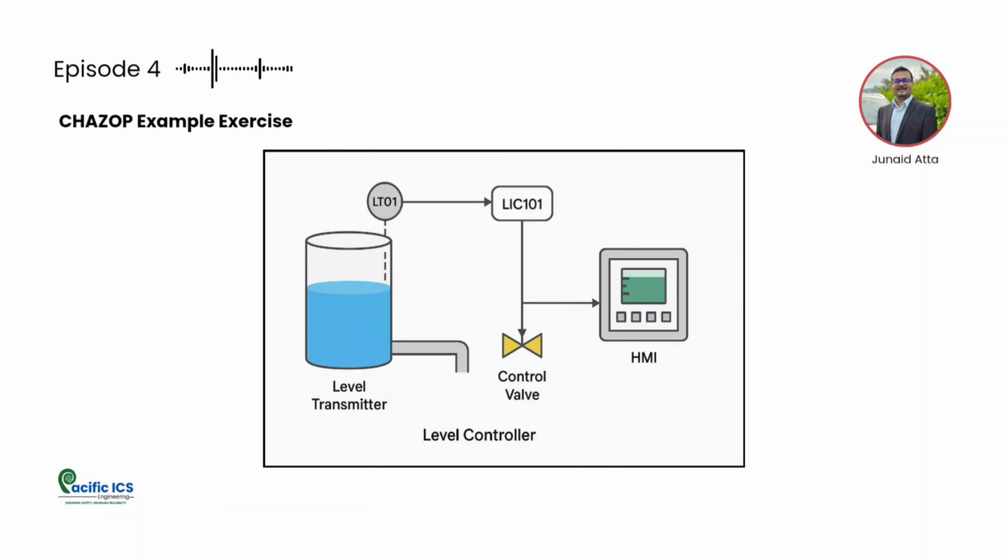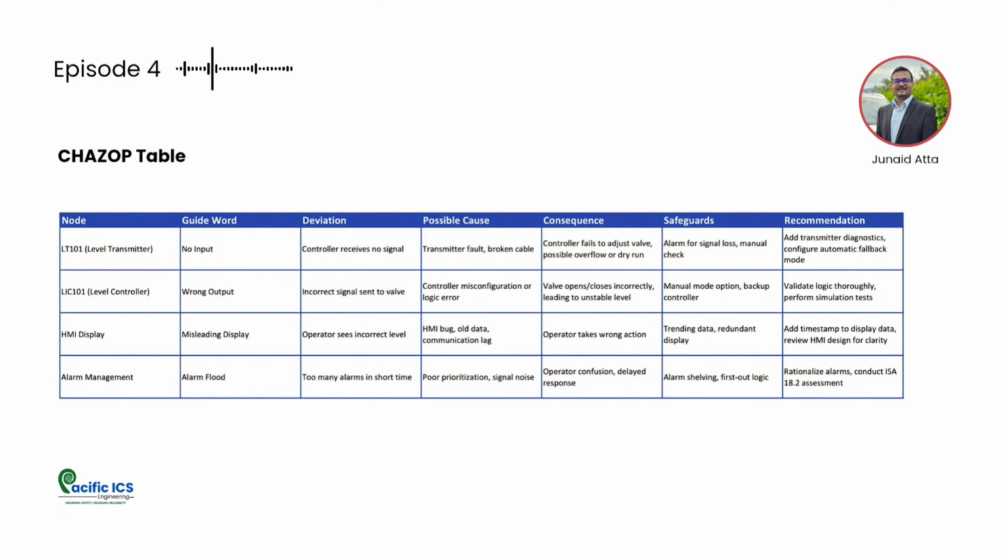Let's walk through an actual CHAZOP exercise. We will use a simple level control loop with an operator interface. Imagine a water tank level control system with a level transmitter, a controller, a control valve, and an HMI. Starting with LT101, the guide word no input implies the controller is receiving no signal. This could be due to a transmitter fault or a broken cable.